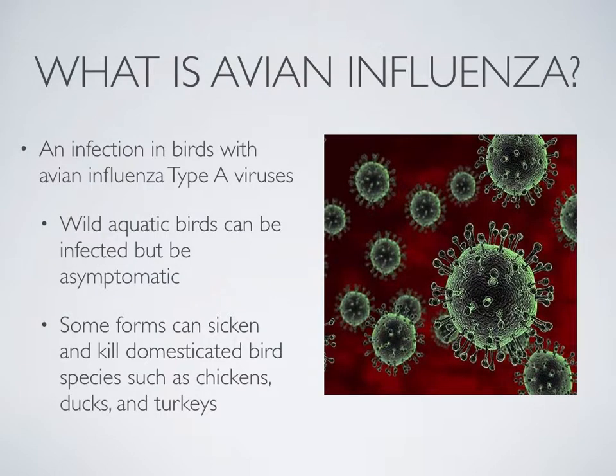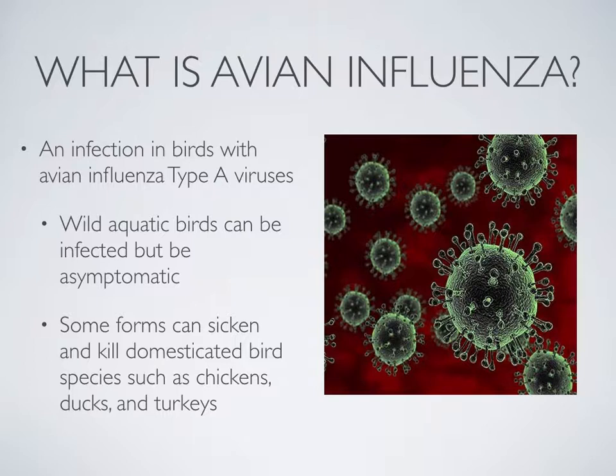So what exactly is avian influenza? Avian influenza refers to an infection of birds with avian influenza type A viruses. These viruses occur naturally among wild aquatic birds worldwide and can infect domestic poultry and other bird and animal species.